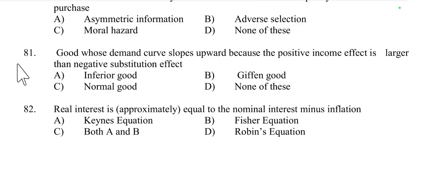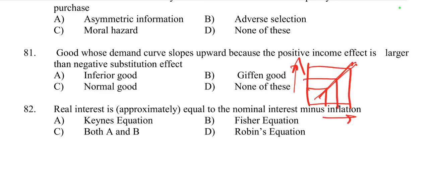Today's first question, number 81: goods whose demand curve slopes upward because the positive income effect is larger than the negative substitution effect. Is it an inferior good, Giffen good, normal good, or none of these? We know that the exception to the law of demand is called Giffen goods. In a Giffen good, when the price of a good rises, its quantity demanded also rises. So the demand curve slopes upward.